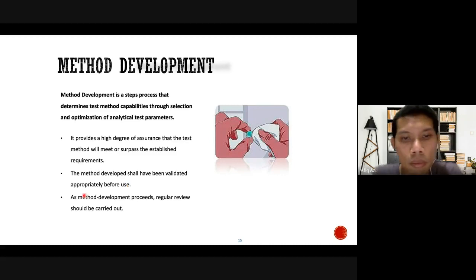And then as the method development proceeds, regular review should be carried out. That means you should always look back on what you have done earlier. Okay, whether there are still some changes you might need to make, or there could be optimization steps that can be done to make the test method more robust, or to give you a more accurate result.